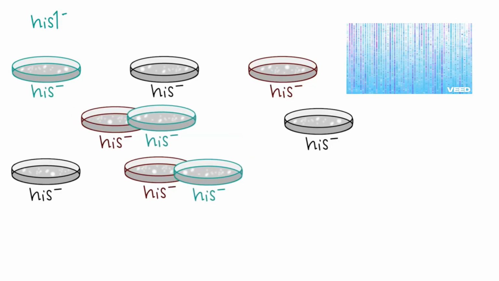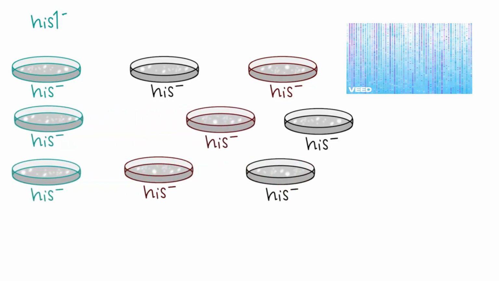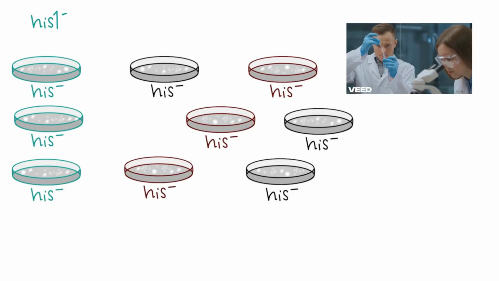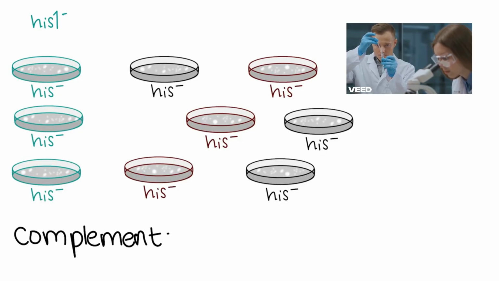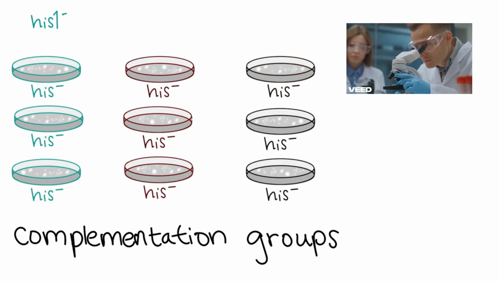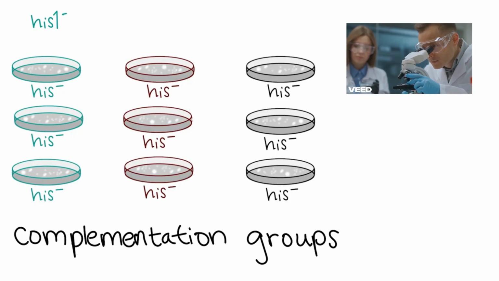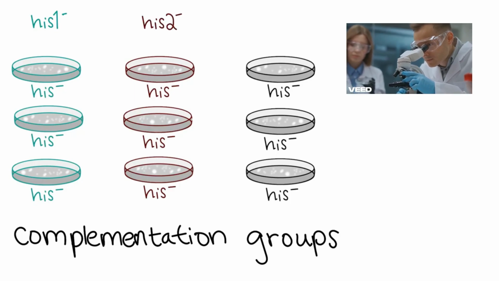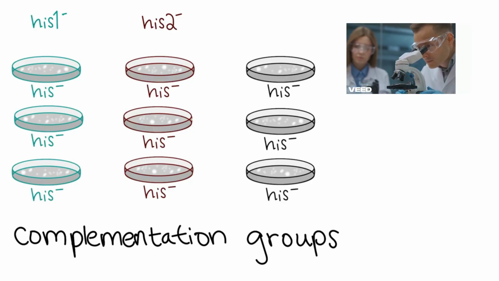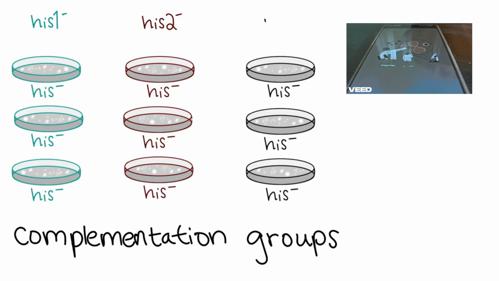So we can essentially separate these 3 strains away from the others and put them in what we'll call a complementation group. So the 3 red strains will be together, and we can call these his2. And these 3 in black will be put together, and we'll call them his3. So they won't complement each other, but they'll complement all of the others. And so a complementation group is essentially a group of mutants that don't complement each other, suggesting that they are all mutations that are in the same gene.